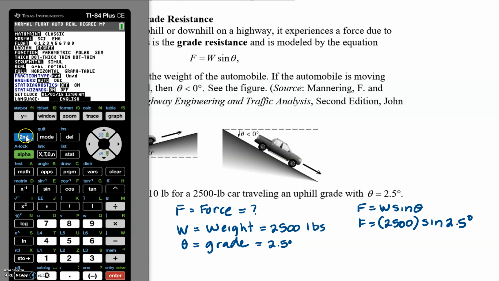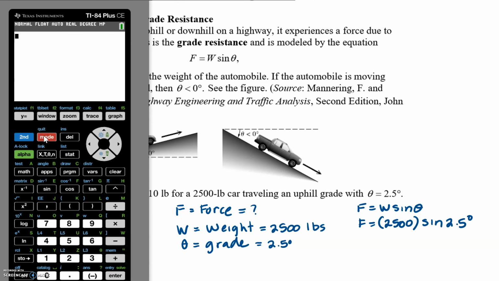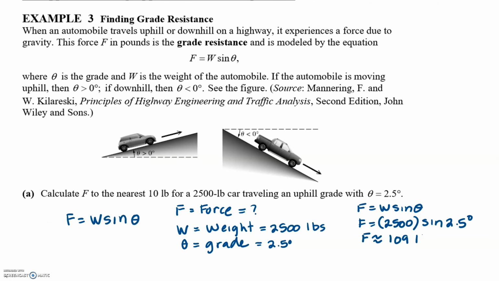To get out of this, you're going to go to second quit above the mode. This is, by the way, using the TI-84 calculator. If you have a different calculator, it might be a little bit different, but this is the calculator we're going to be using in this class. 2,500, then I'm just going to type in sine. I'm going to press sine, and I'm going to say of what? 2.5. You don't need the degree sign. Just in the parentheses, press enter, and there it is. F is about 109 pounds.